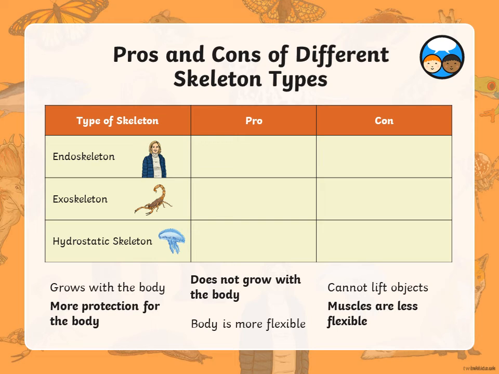There's 3 different ways of having a skeleton. So an endoskeleton, what would be good and bad about it? An exoskeleton, what would be good or bad? And a hydrostatic skeleton, what would be good or bad? It grows with the body, more protection for the body, does not grow with the body, is more flexible, cannot lift objects, or the muscles are less flexible. Now there's 6 things here and they will fit into those 6 boxes. You can pause the video and have a think about it or talk about it and move on when you're ready.